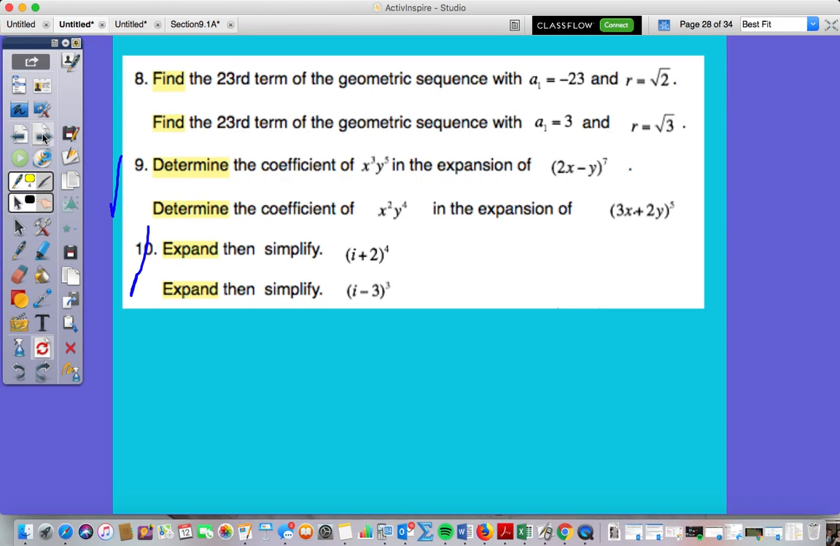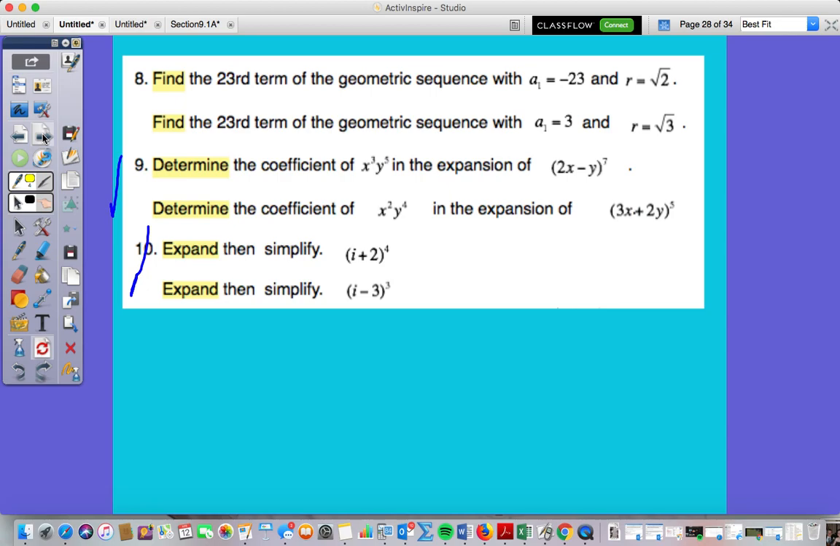Number 8 is very similar to the one we already did. You see that? What one would you use for the formula? Nth term geometric. You've got your A1. You've got your R. What would be your N? 23. Yeah. So just make sure you do exponents first. Should be good. 9 we've already done, unless you feel like you need another one.